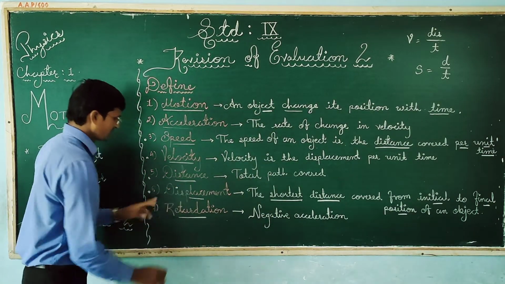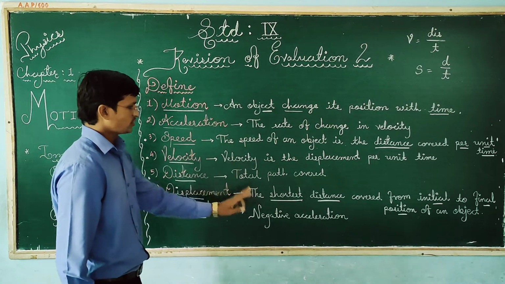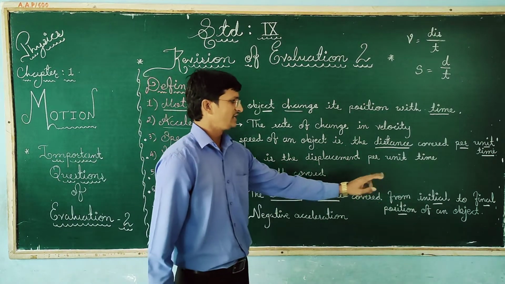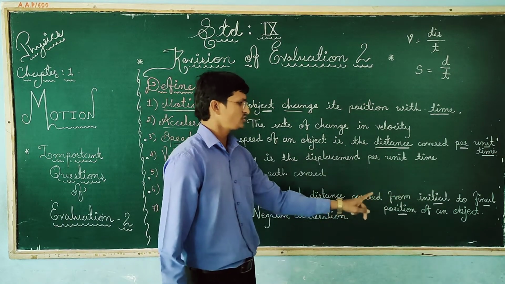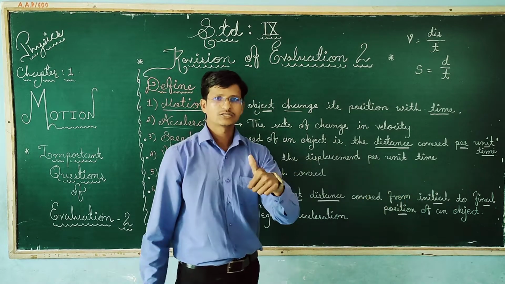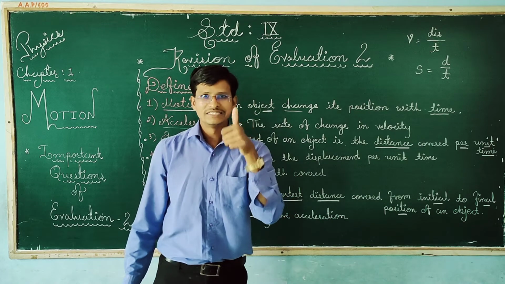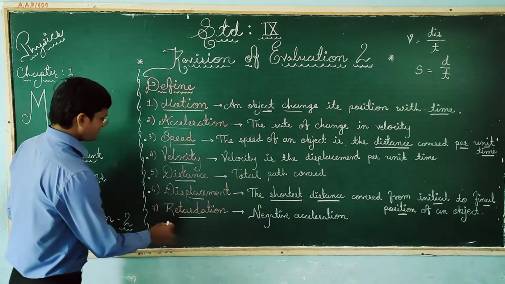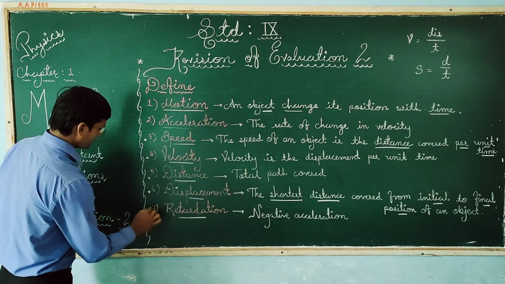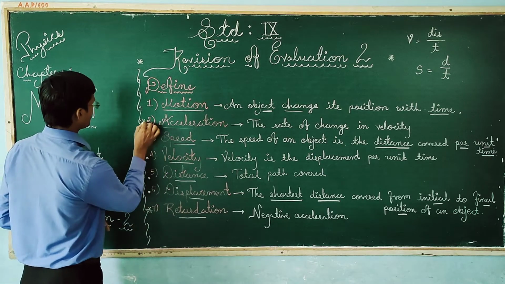Displacement definition. Displacement is the shortest distance covered from the initial to the final position of an object. Now next you can see another two terminologies, both are interlinked.